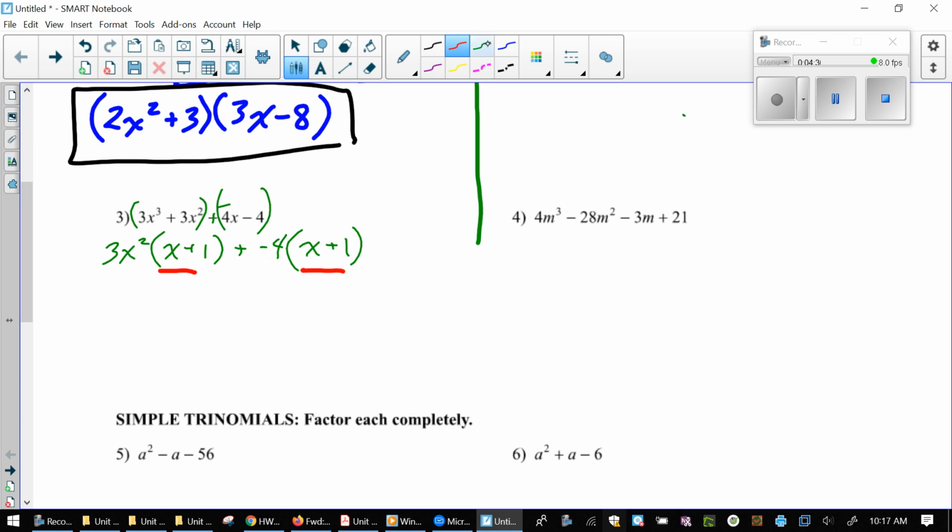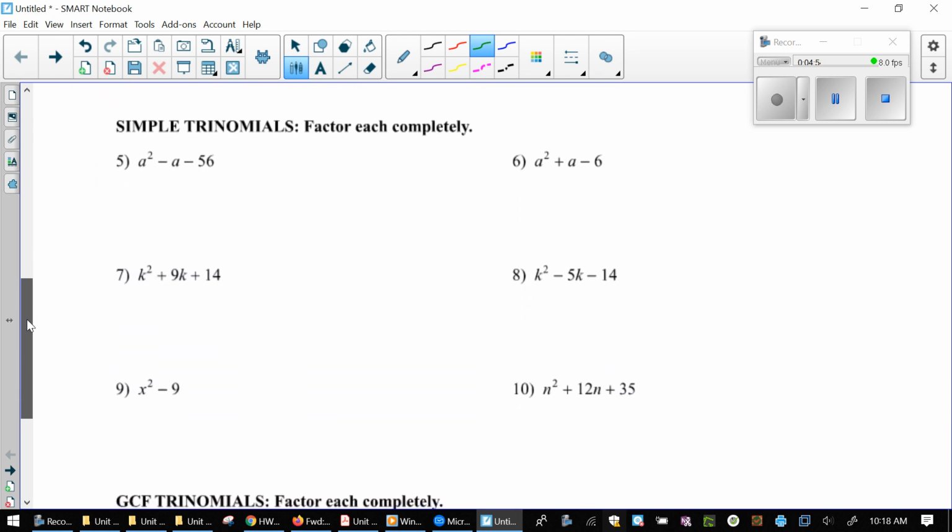Okay, so now we see on the outside we have 3x squared minus 4, and on the inside we have x plus 1. Okay, there we go. And again, take some time. Why don't you pause it and go ahead, do number 4 there. You have that in your notes packet from class on Friday.